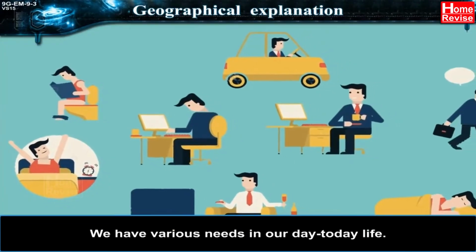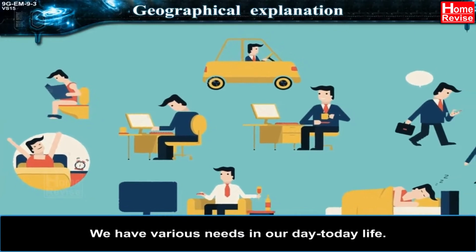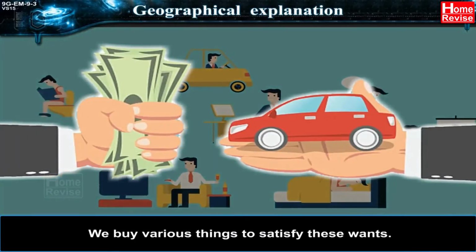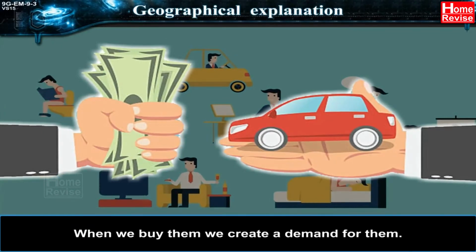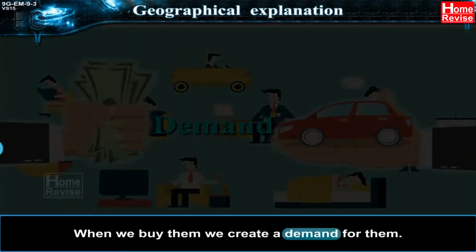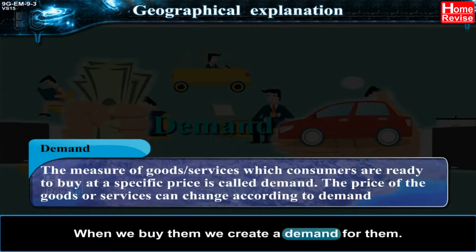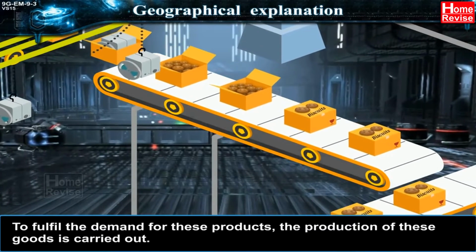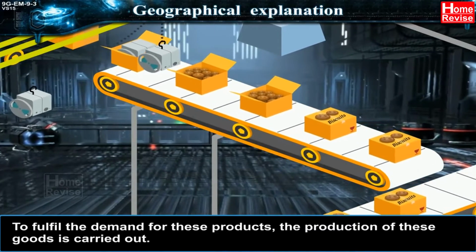We have various needs in our day-to-day life. We buy various things to satisfy these wants. When we buy them, we create a demand for them. Demand, the measure of goods or services which consumers are ready to buy at a specific price, is called demand. The price of the goods or services can change according to demand. To fulfill the demand for these products, the production of these goods is carried out.